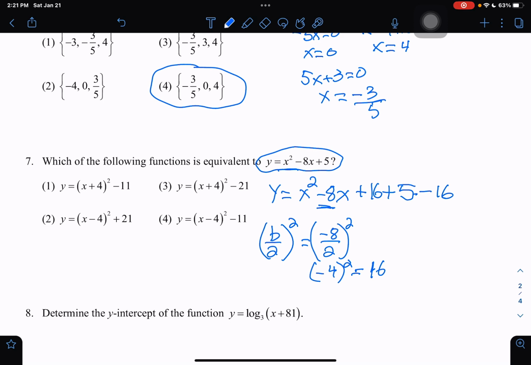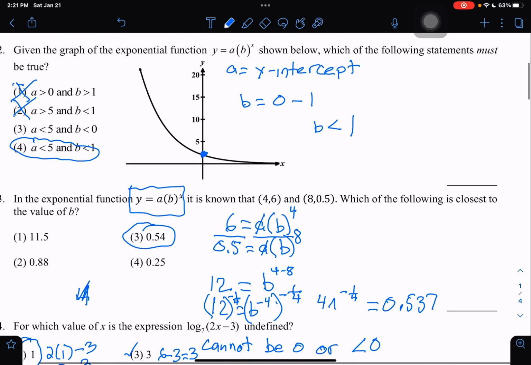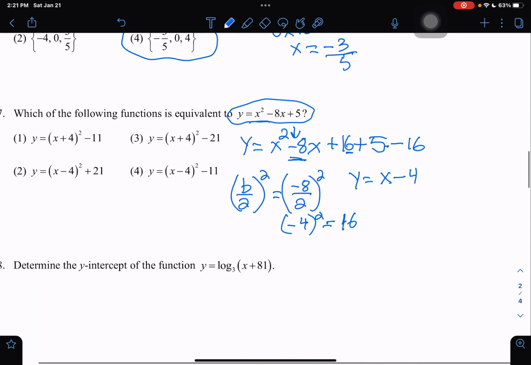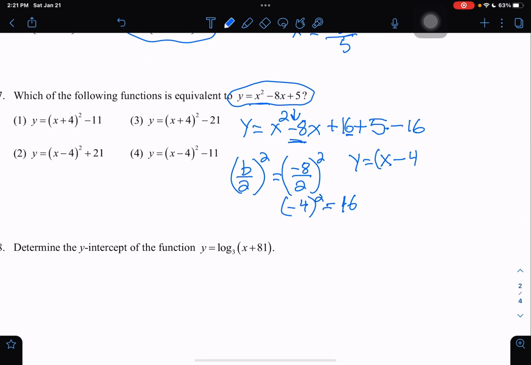Okay, so now 16 is a perfect square and half of it is 8. So we have this thing called the perfect square trinomial, which factors into this. y is equal to x, the square root of 16 is 4. Remember, whatever sign is in front of the middle term, the b term, is the sign in our answer. Squared, and then we have 5 minus 16, which is minus 11. So that's number 4.